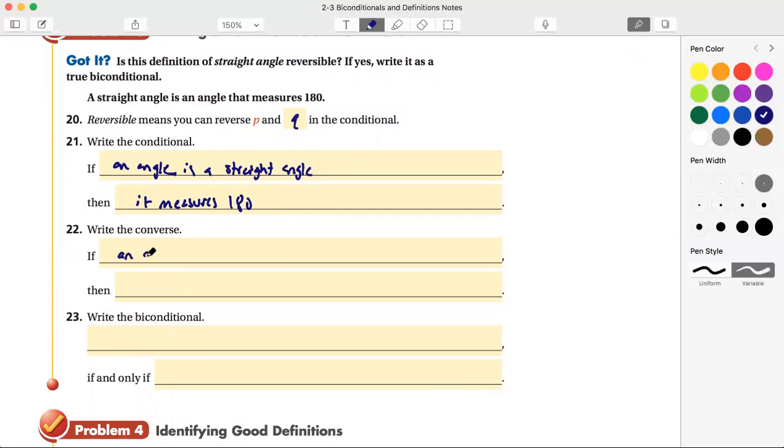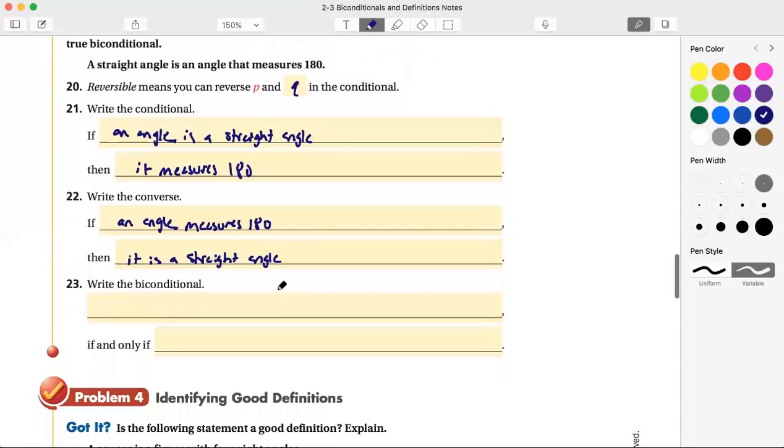So the converse, let's switch them. If an angle measures 180 degrees, then it is a straight angle. And then let's write the biconditional. An angle is a straight angle if and only if it measures 180 degrees.